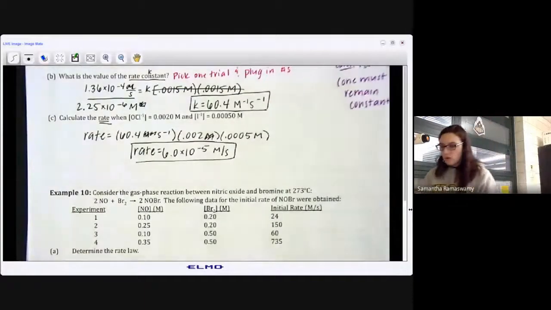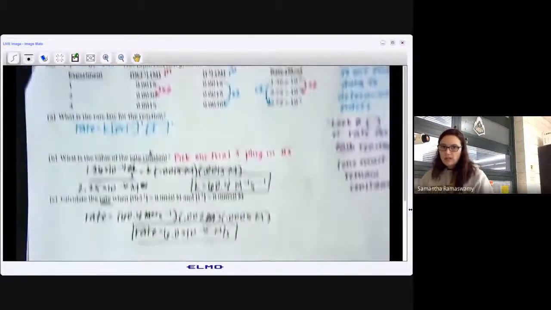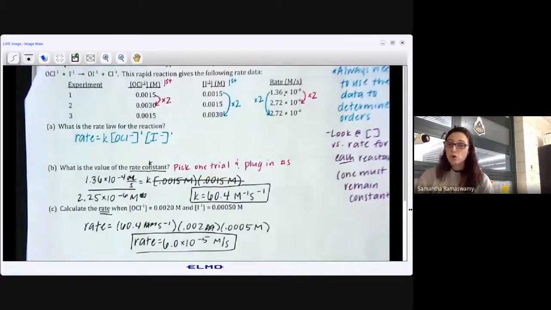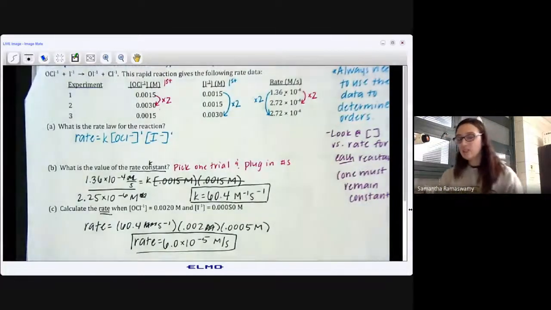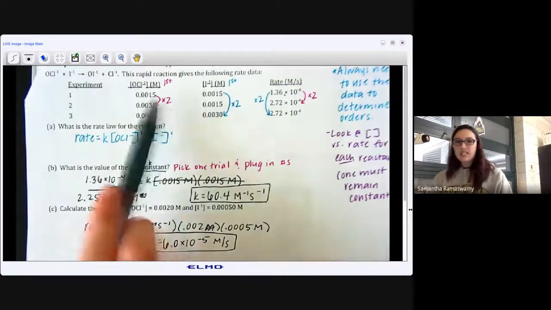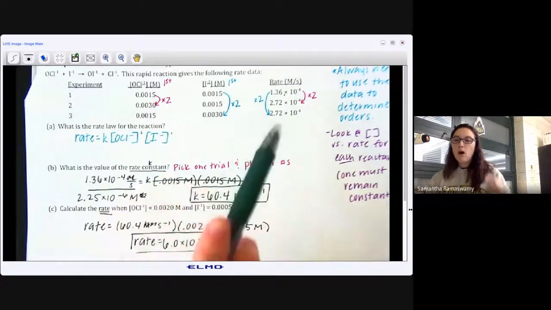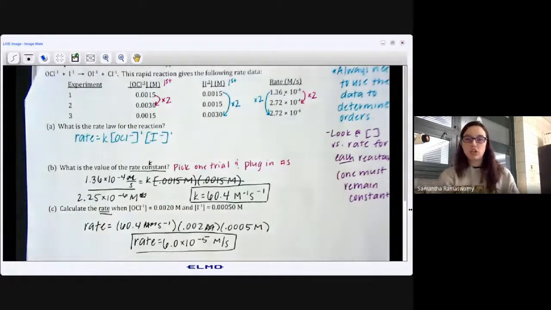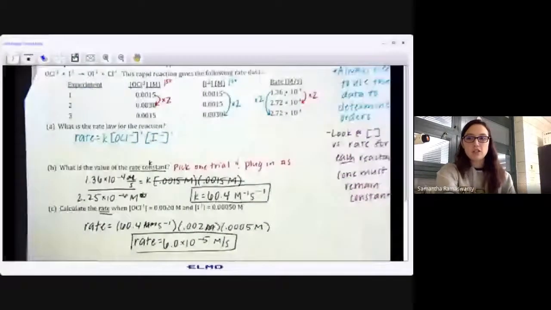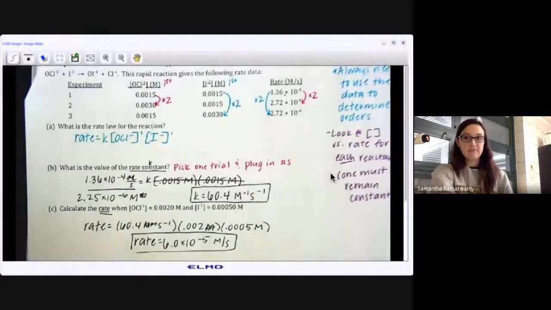Okay, so questions on how we looked at this? I know this is totally different from what we've been doing, or maybe what you've done before, right? Kinetics is completely new. Using the data is the most important thing. You always have to use the data to determine the order of each individual reactant.